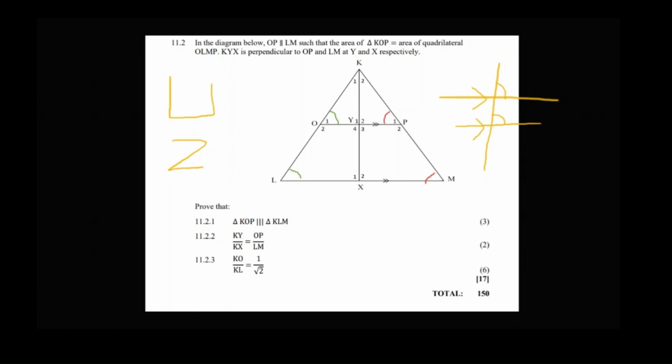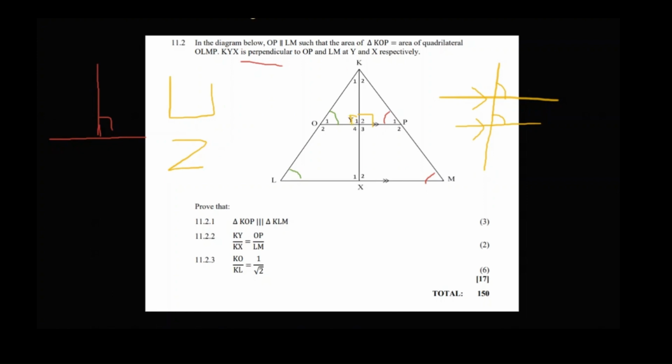Now, this is one thing that a lot of students also kind of forget. When they tell you about a line, you need to go back and read the information above. They told us that KYX is perpendicular to OP. When we think of a line being perpendicular to another line, what do we think of? We think of that line meeting the other line at a 90-degree angle. So what exactly does that mean? Well, since they said KYX is perpendicular to OP, that means Y2 is going to be 90 degrees and Y1 is going to be 90 degrees.